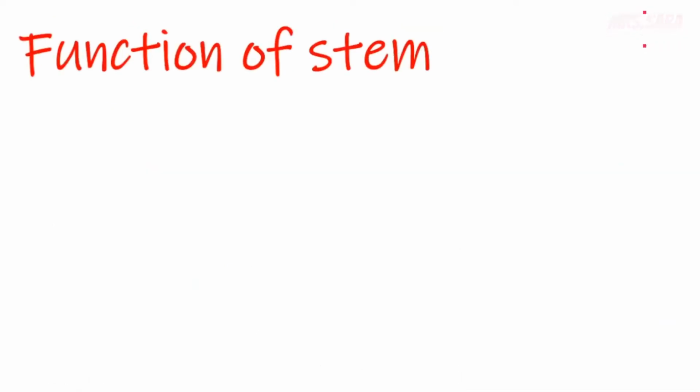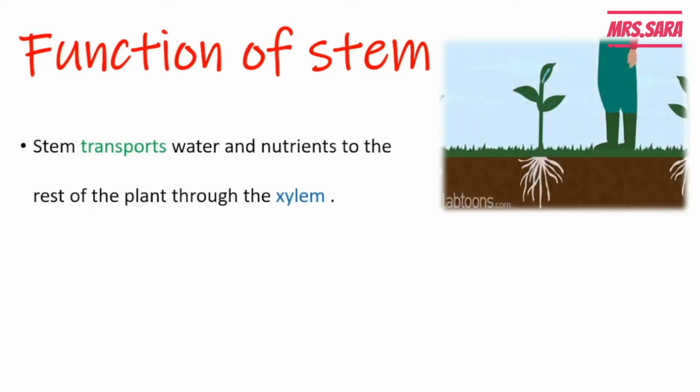The second part of the plant is the stem. The function of the stem, number one, the stem transports the water and nutrients from the roots to the rest of the plant through the xylem. I said before that the xylem is found in the stem. And the function of the xylem is to transport the water and nutrients from the root to the rest of the plant or the leaves.